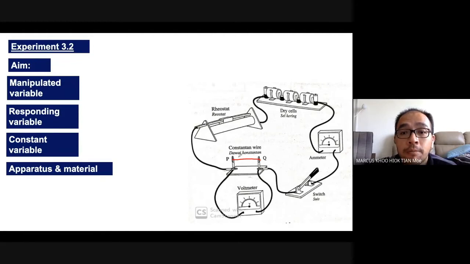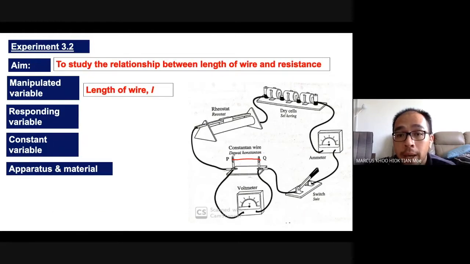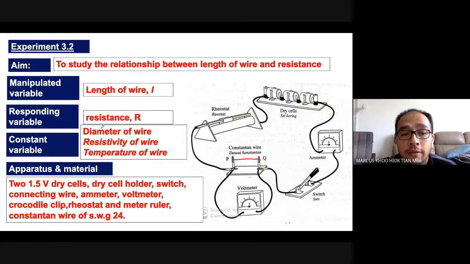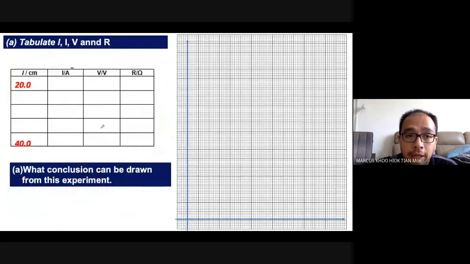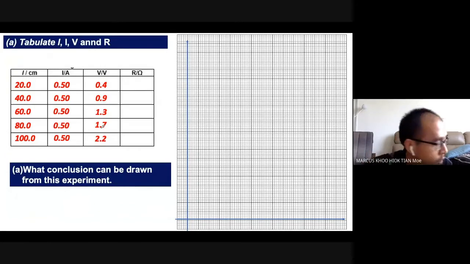The only thing that changes here is the manipulated variable, which is the length of the wire. So you have a shorter wire, then you have a longer wire. The responding variable will be the resistance, and the constant will be the diameter of the wire, etc. So you will find that for the length of the wire, I will give you this handout so that you can copy down the values in the table.